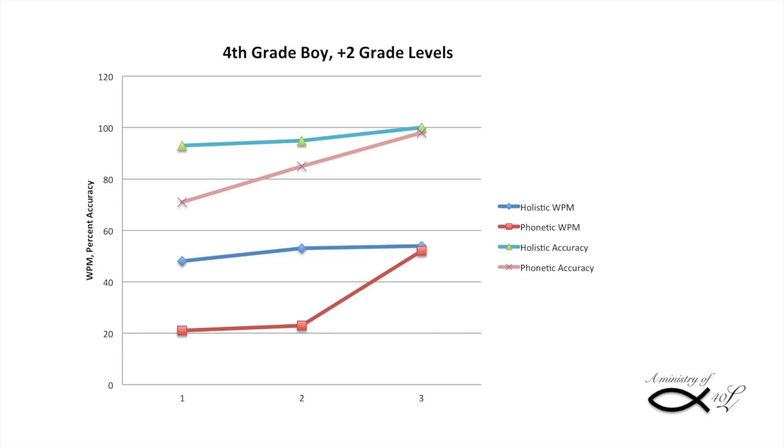And here you can see the effect of practice. The first class, the beginning, phonetic words per minute 21. At the end of the first class, 23. But by the middle of the second class, he was reading at 52 words per minute with a much improved accuracy as he became more practiced with his new reading habits.